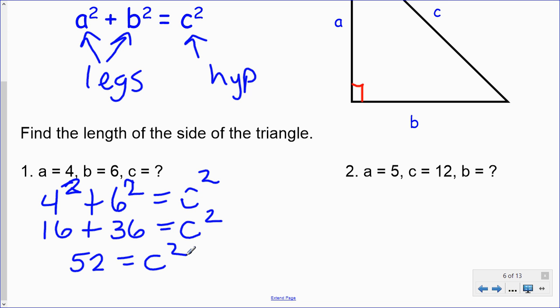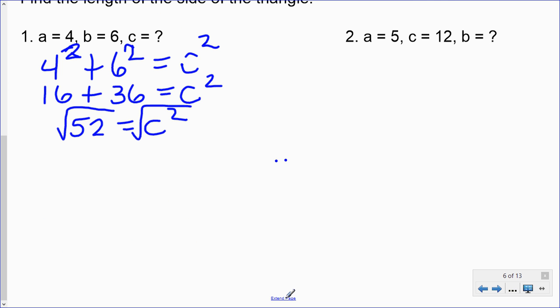And then to undo c squared, we would square root each side. And in this case, we are going to use the positive root because we are finding the length of a side of a triangle. So in that case, the negative root really wouldn't make sense. Okay. All right, so basically we get c equals square root of 52.